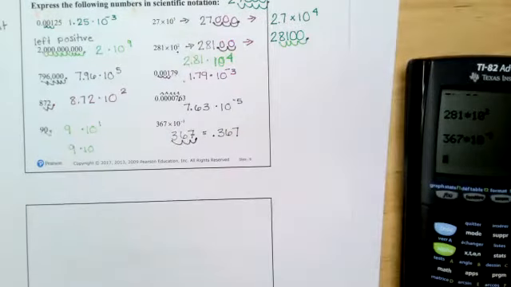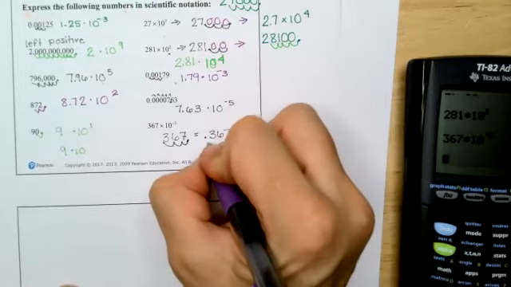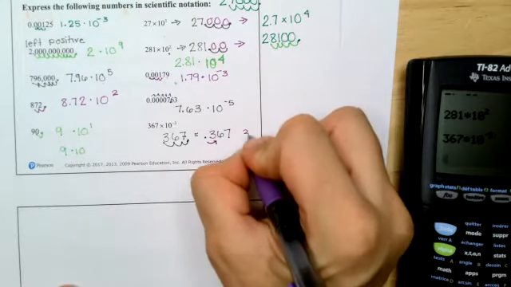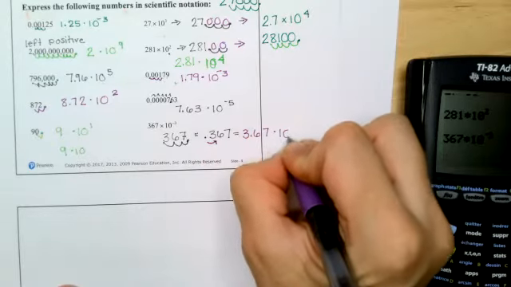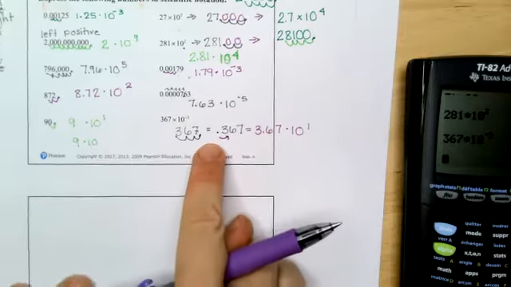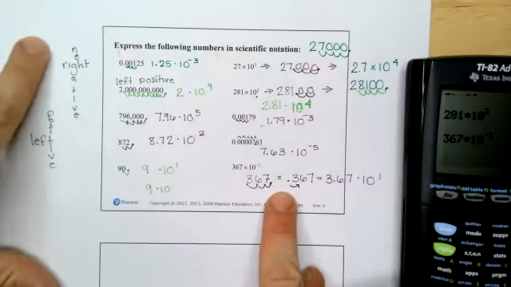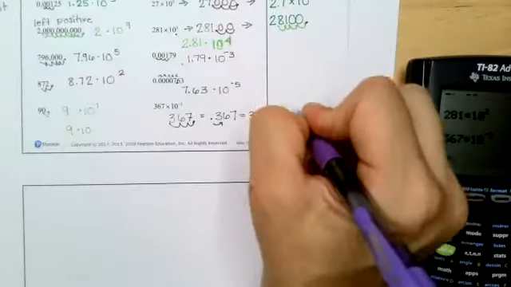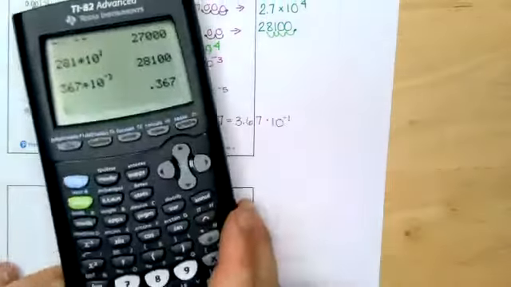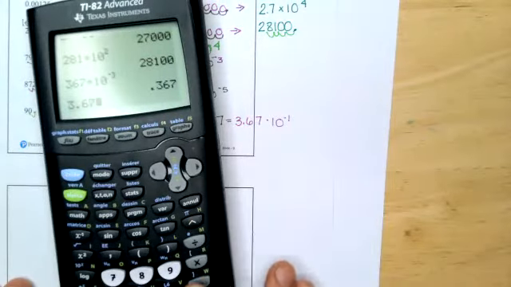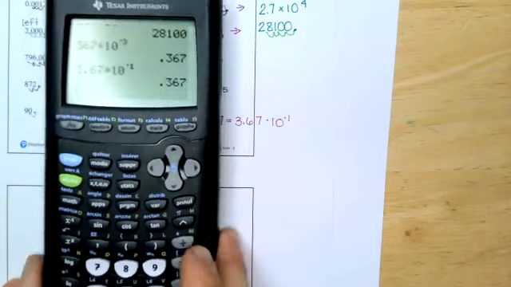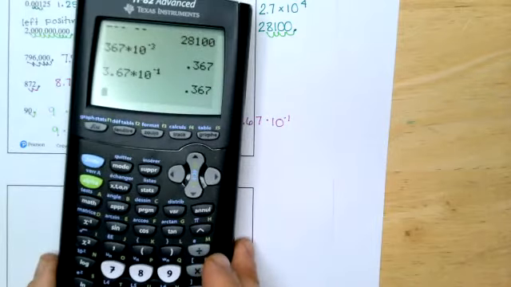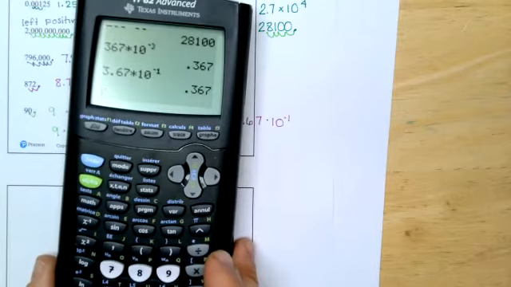And then they want it in scientific notation. So that means now I just need to move it 1 over, right? And then it becomes 3.67 times 10. We only moved it 1, but we moved it to the right. So it's a negative 1. And again, you can check that in your calculator. 3.67 times 10 to the negative 1st power is 0.367. Good. All right, so that is scientific notation.